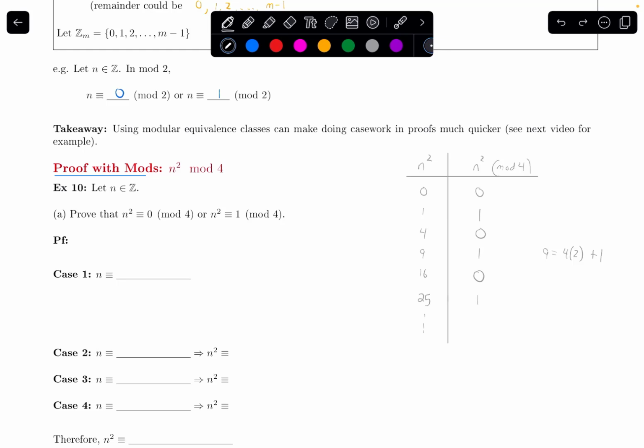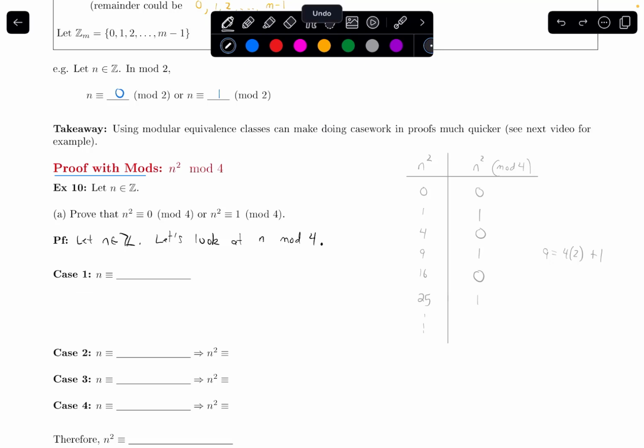Okay, so I'm going to start off my proof by saying what it is that I'm given, that n is an integer. And then seeing that I'm trying to say something about mod 4, let's look at n mod 4. Let's look at n in mod 4. Because when I do that, there's 4 possibilities for what the remainder could be. So this gives us 4 cases.